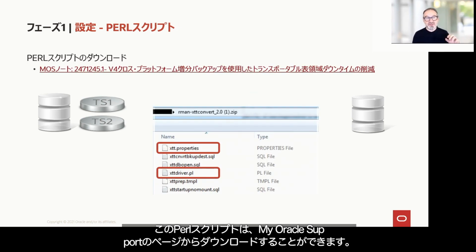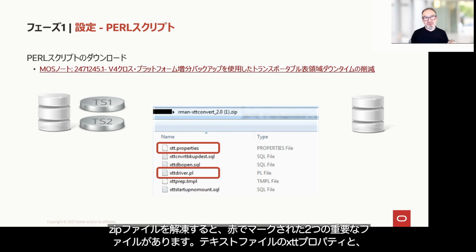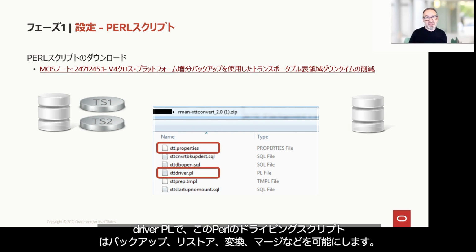The Perl scripts can be downloaded via this My Oracle Support note. They're called V4 for version 4, because these Perl scripts have seen some incarnations. And when you unzip the zip file, the 2 important files are marked in red here: the xtt.properties, which is a text file, and the xttdriver.pl, which is the Perl driving script, which allows us to back up and restore and convert and merge and everything.